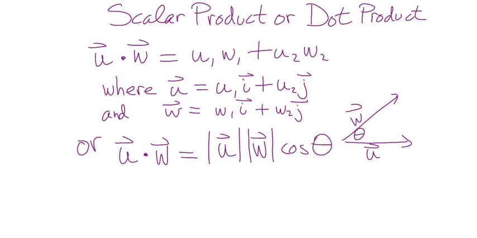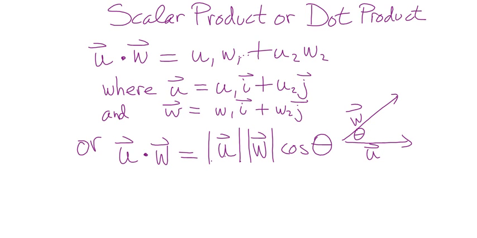Okay, where theta is the angle between the two vectors U and W. This is kind of handy because it will give us a way to figure out the angle between two vectors U and W. Because you can work backwards. You can solve for this. If you know this, because this is this, but that's that, so this is actually that. This and this are the same.